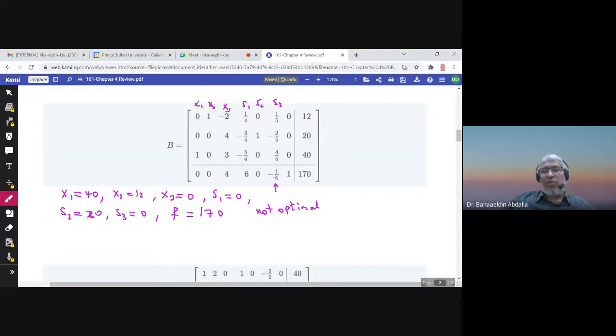So now this column will be the pivot column. And now I divide 40 by 4 over 5, and the answer is 50. And I divide 12 by 1 over 5, and the answer is 60. So the smallest positive quotient is here, so this row will be the pivot row. And 4 over 5 is the pivot entry.